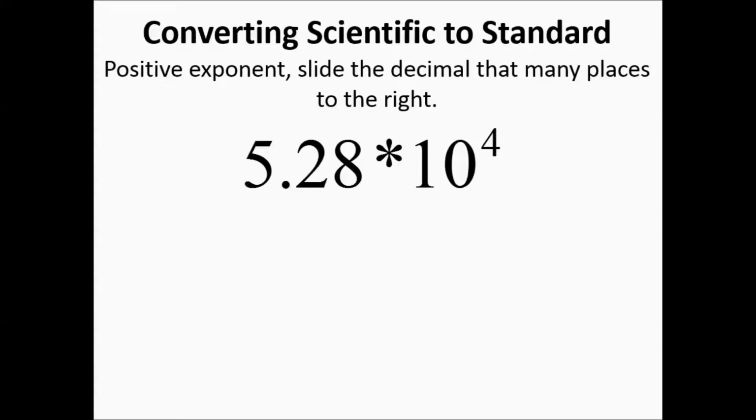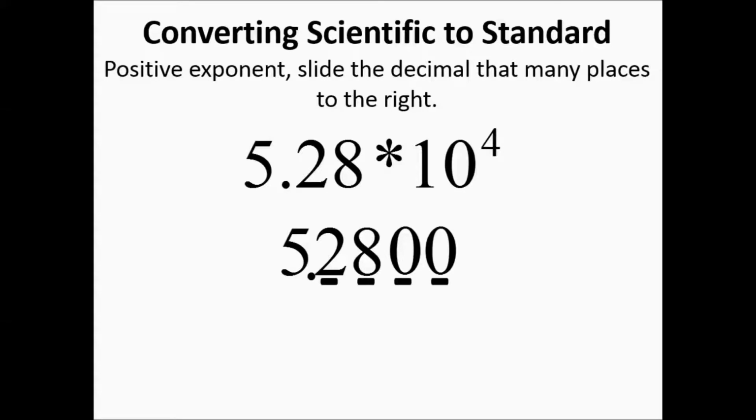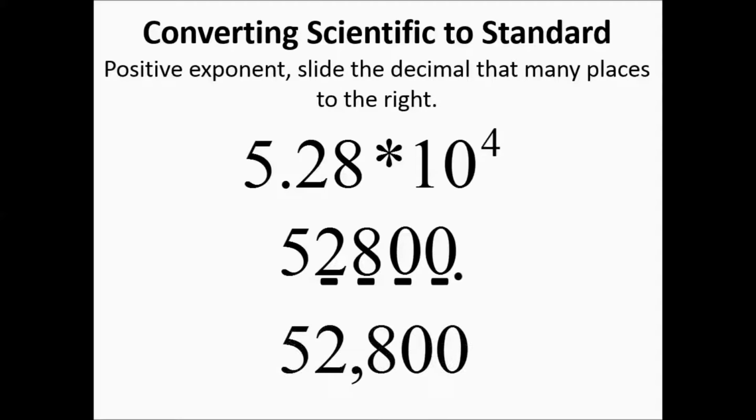The next one. Once again, you've got a number times 10 to the 4th, and in this case you're going to slide it 4 places to the right. You're going to take your decimal and slide it 4 places to the right. You're not going to need 4 zeros though. You're only going to need 2 zeros to fill this one in because 2 of those places are already taken by the 2 and the 8. So when you do this slide, you're going to have 52,800.